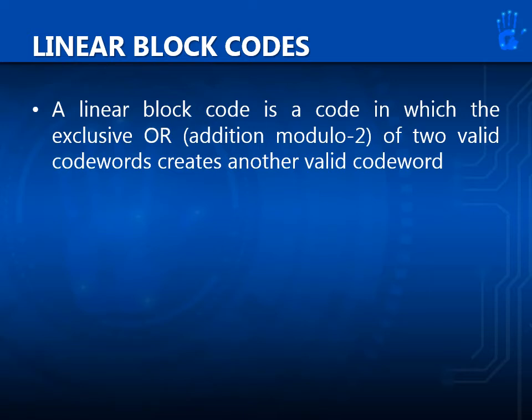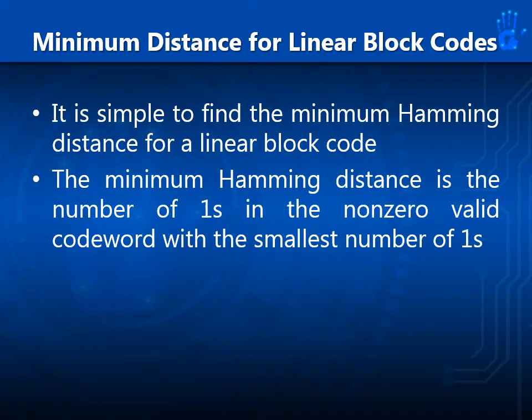Linear block codes. A linear block code is a code in which the exclusive OR, addition modulo 2, of two valid code words creates another valid code word. Minimum distance for linear block codes. It is simple to find the minimum Hamming distance for a linear block code. The minimum Hamming distance is the number of ones in the non-zero valid code word with the smallest number of ones.